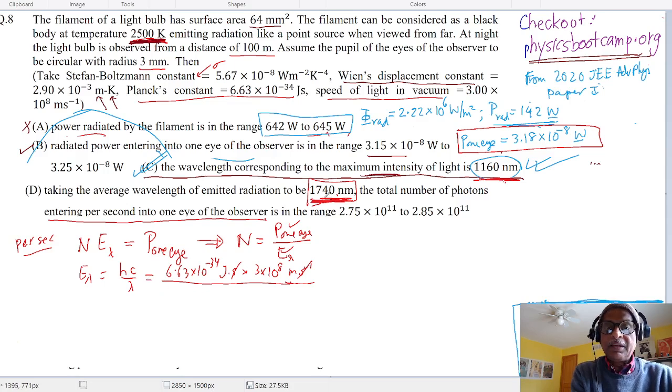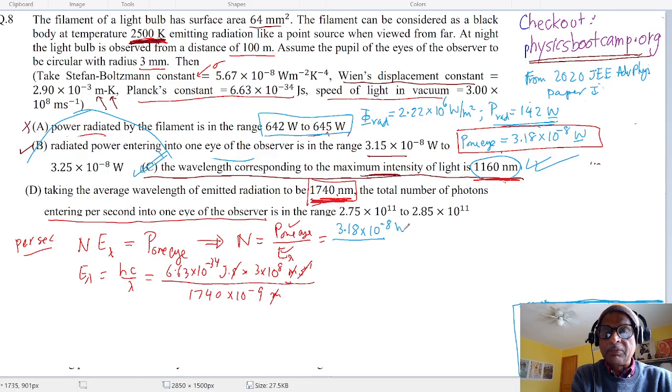And lambda is 1740 times 10 to the power minus 9 meters, so this meter will cancel this meter, and once we work this out, we'll have how much energy there is. The numerator we already know, 3.18 times 10 to the power minus 8 watts. So this number will be in joules. Let me work this out and come back and complete these numbers.